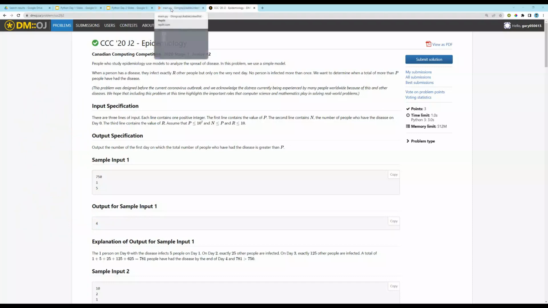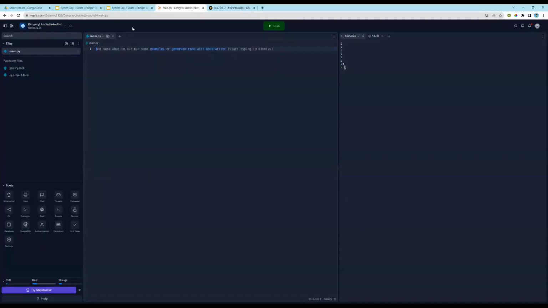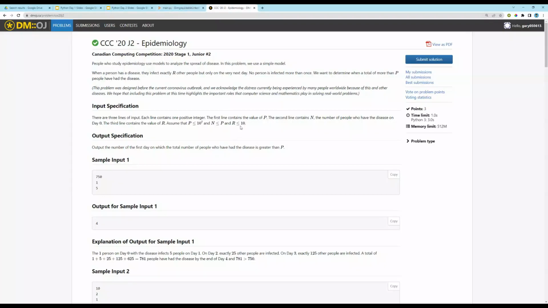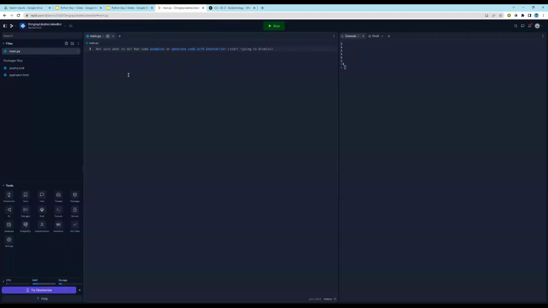And let's code a simple solution for this. First of all, we're taking 3 integer inputs: the P value, the N value, and the R value. We're not going to use these values as names because it's pretty confusing. P is the criteria that we're supposed to meet, so we'll just call it criteria.